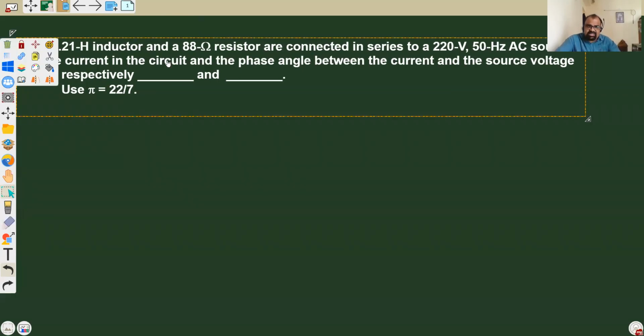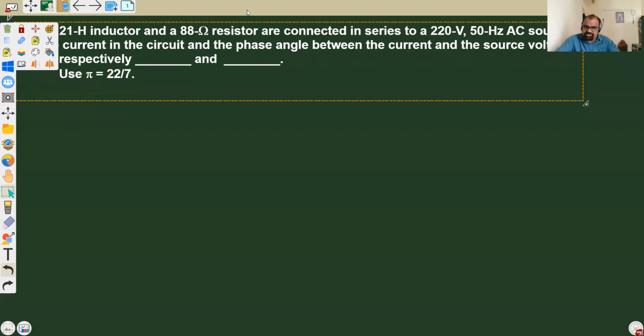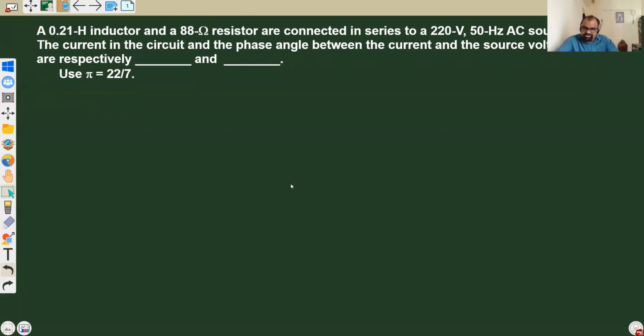So let's start the class by solving this simple question. This question is given to you just to get a fresh start of the day. Very simple question, very straightforward question. Solve it. Take 3-4 minutes and solve it.